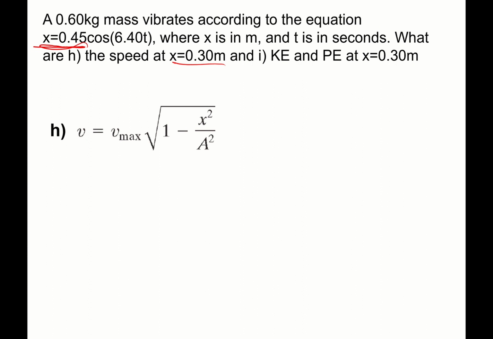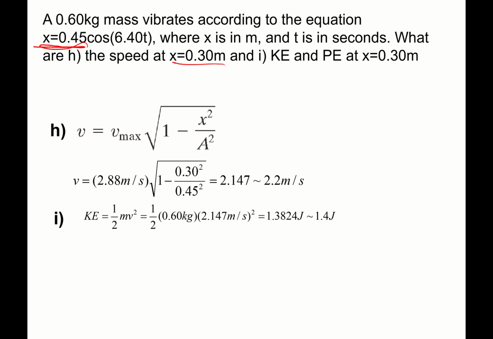First of all, we'll find the speed there, and we have only one equation we can use. That's the speed as a function of x: v max times the square root of 1 minus x squared over A squared. So v max we figured out was 2.88. Then I put in the square root of 1 minus 0.30 squared over 0.45 squared. So I get 2.147, or about 2.2 meters per second.